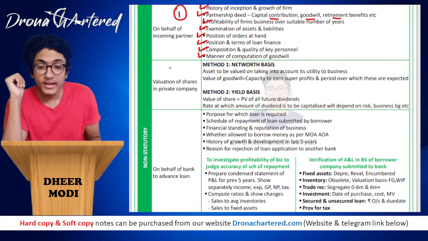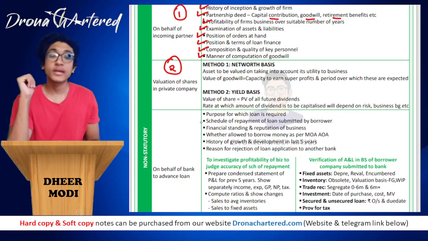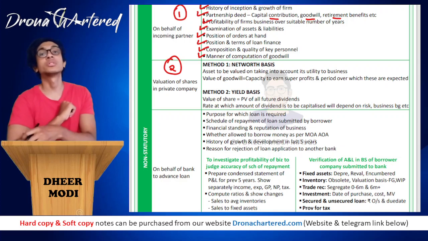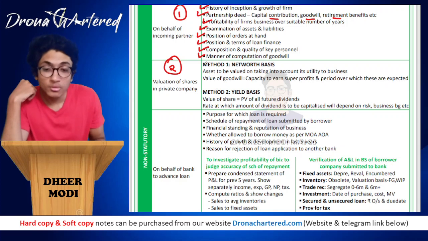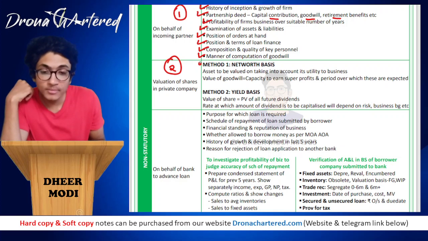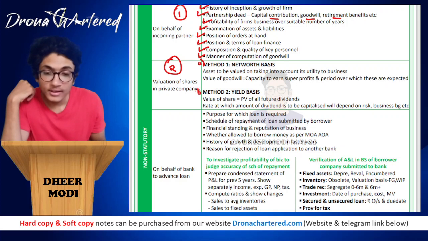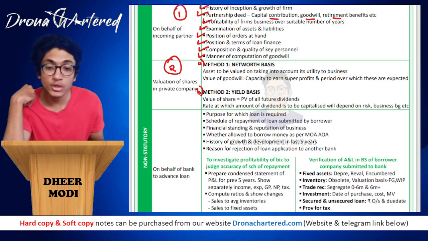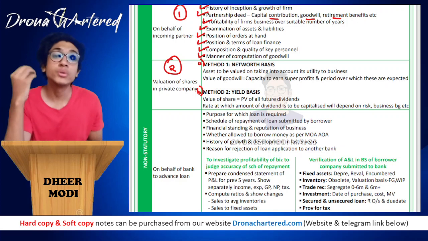Next is your second point. Second non-statutory investigation is valuation of shares in a private company. So basically there are two methods: first method and second method. Now your first method is on net worth basis. That means assets are to be valued. So what are you doing? You are doing valuation of shares.